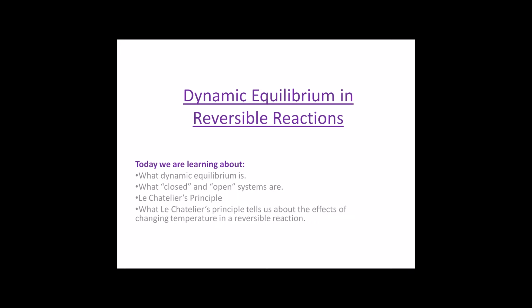And in particular today we're going to define what dynamic equilibrium is. We're going to look at what closed and open systems are. We're going to have a look at something called Le Chatelier's principle, which is named after a scientist. And we're going to have a look at what that principle tells us about the effects of change in temperature and indeed other things in a reversible reaction. So it's really important for science, and we'll look at why that is as we go along.